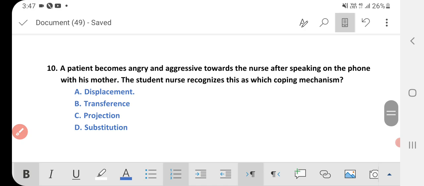Next, tenth, a patient becomes angry and aggressive towards the nurse after speaking on the phone with his mother. The student nurse recognizes which coping mechanism: A, displacement; B, transference; C, projection; D, substitution. So displacement is the right answer. A is the correct option of question number 10.